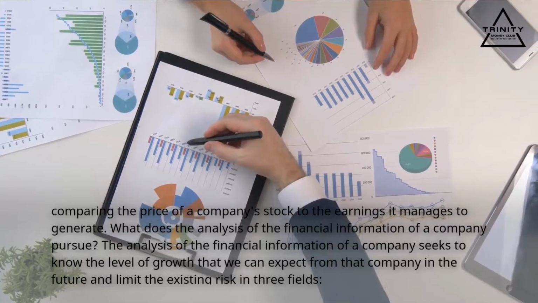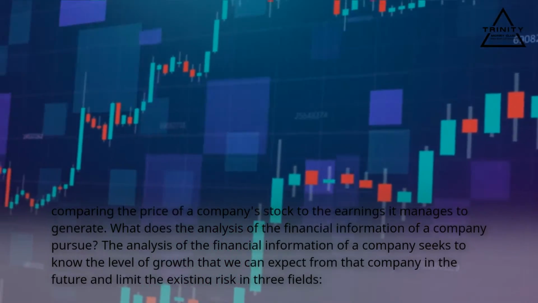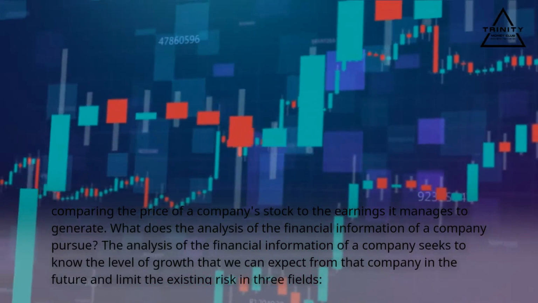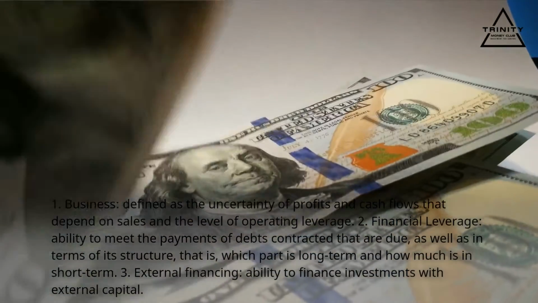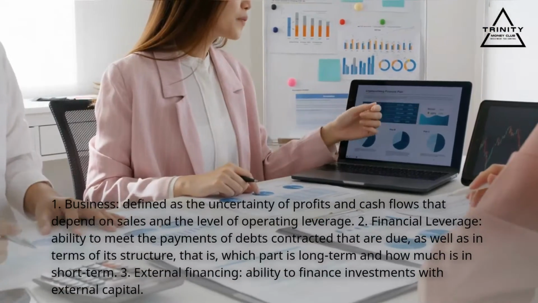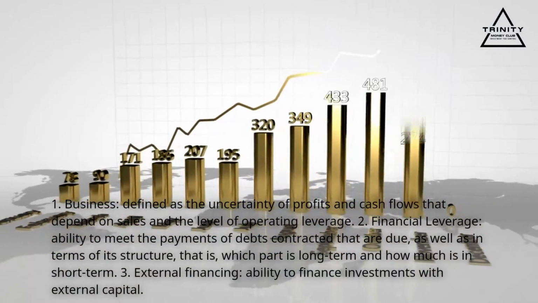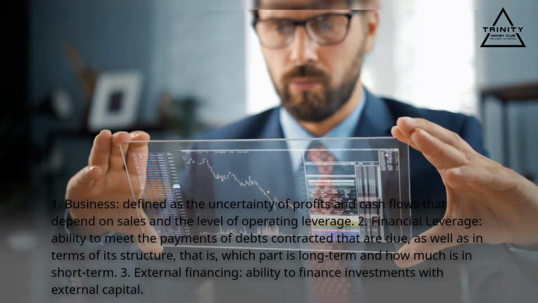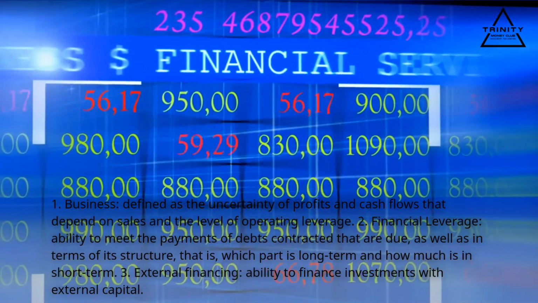What does the analysis of the financial information of a company pursue? The analysis of the financial information of a company seeks to know the level of growth that we can expect from that company in the future and limit the existing risk in three fields. 1. Business, defined as the uncertainty of profits and cash flows that depend on sales and the level of operating leverage. 2. Financial leverage, ability to meet the payments of debts contracted that are due, as well as in terms of its structure, that is, which part is long-term and how much is in short-term. 3. External financing, ability to finance investments with external capital.